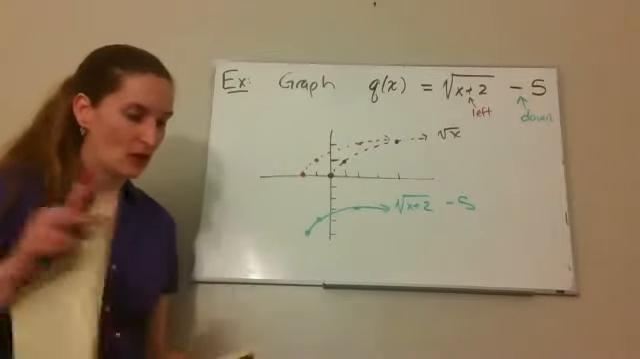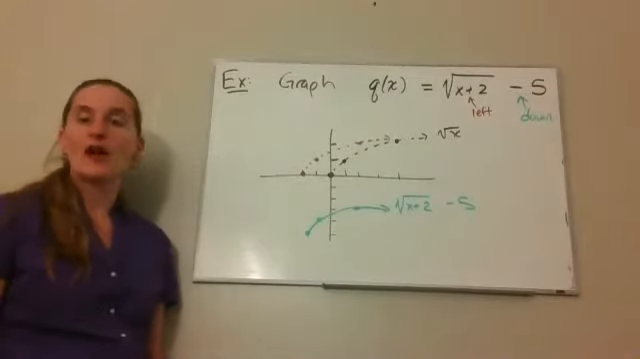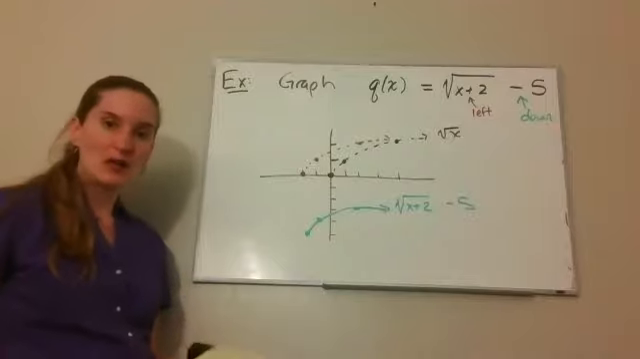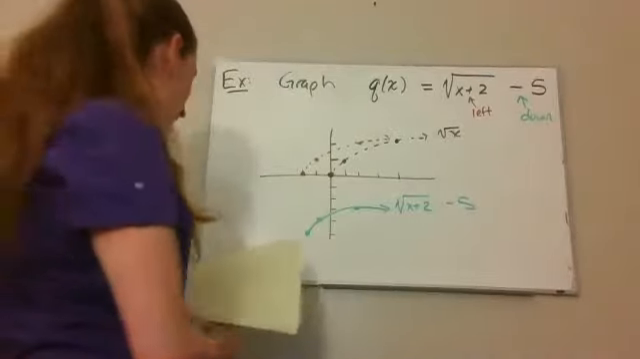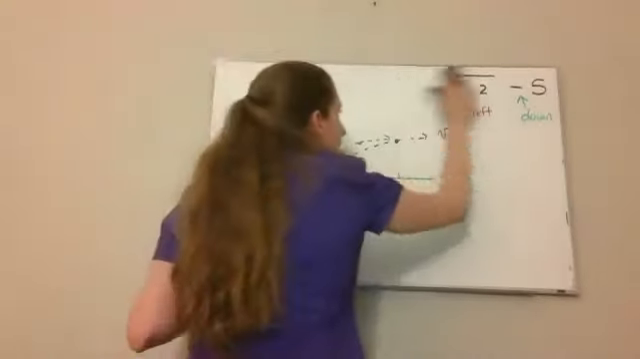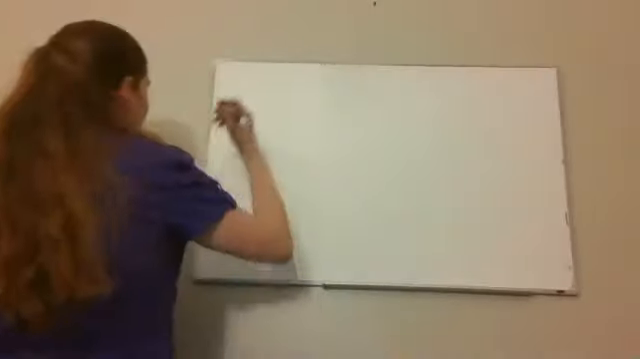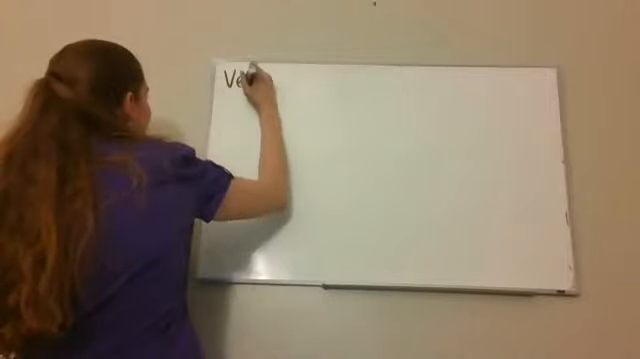So that is all of our translations. But there's other things we can still do with our graphs. We can stretch them and shrink them. We can flip them, all sorts of fun stuff. So our next thing we're going to learn about is all of these stretching and shrinking. And we're going to talk first about vertical stretching and shrinking.